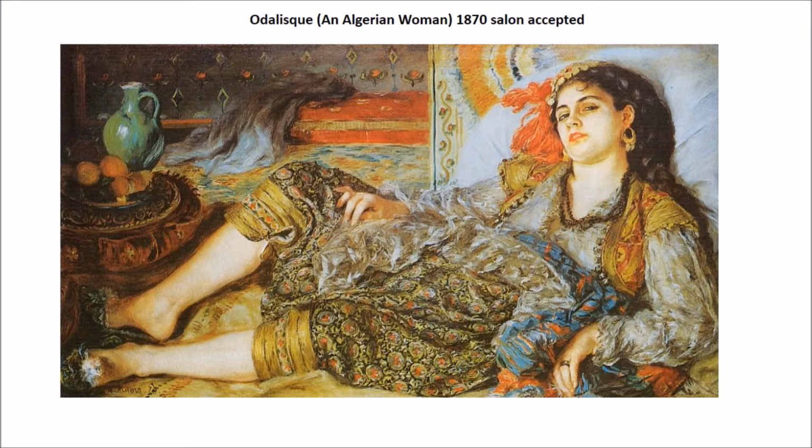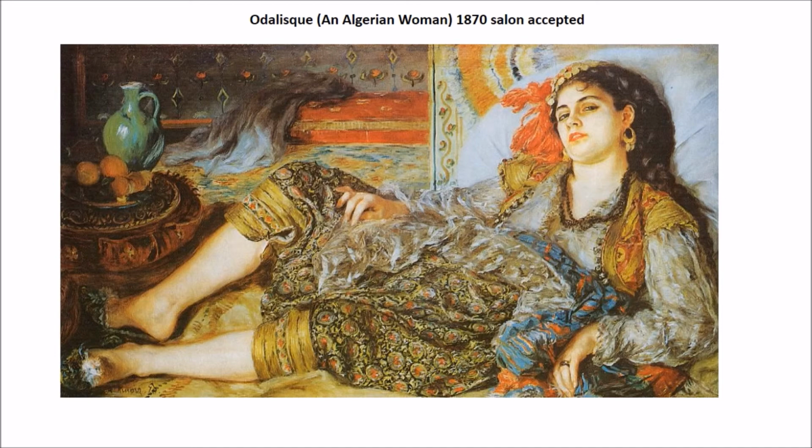Here we have her as an odalisque, an Algerian woman in 1870, again accepted to the Salon. This was a very fashionable painting during this time period, this Orientalism, if you will. You can see that she has foreign clothing on, but it is still the same woman. You can tell by her face, but also her hair.